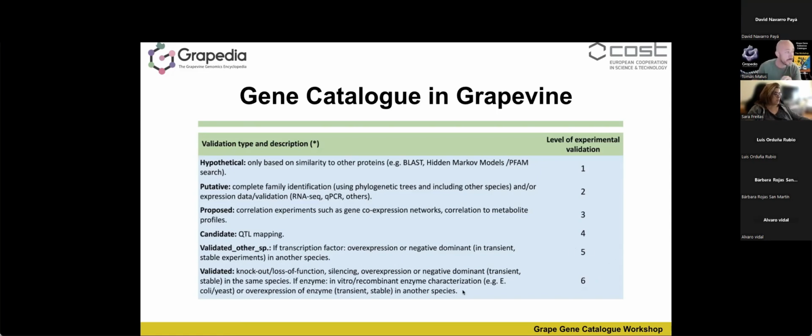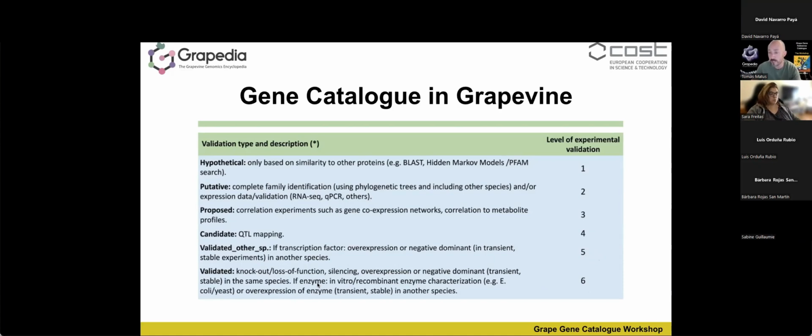Finally, we have the two highest levels of validation, which is 5 and 6 for genes that have been validated based on molecular studies, such as knockout, overexpression, or negative dominance. And the differences between these two levels vary depending on the species in which the validation was conducted. So level 5 would be genes of grape that have been validated by overexpressing them, for instance, in a heterologous species.